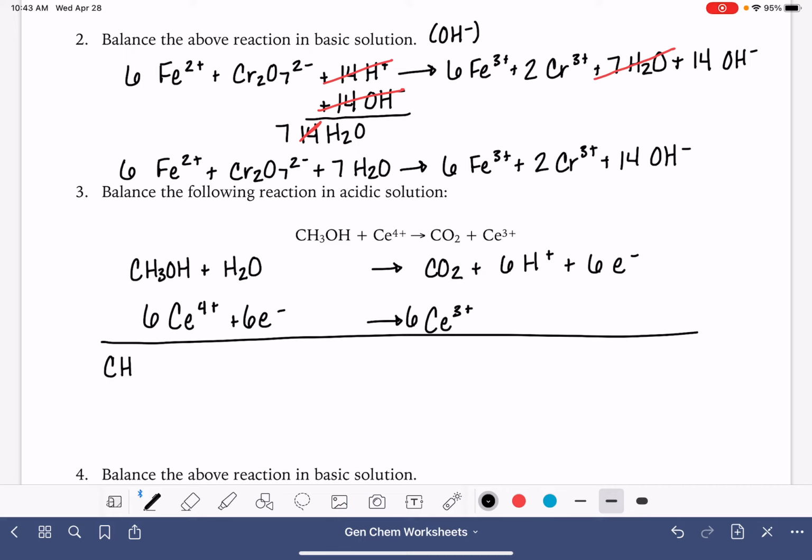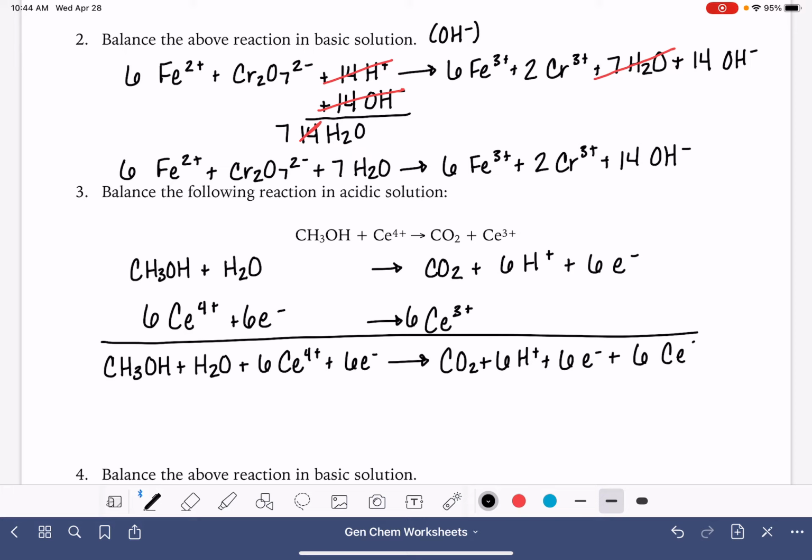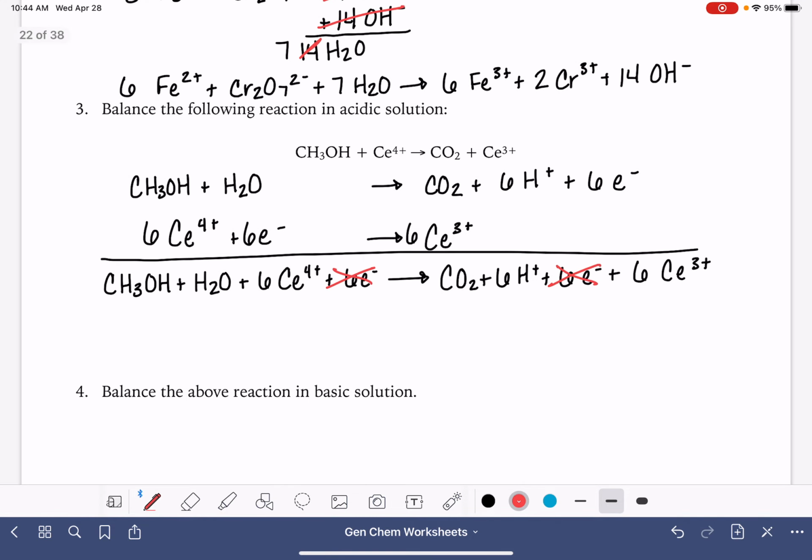Write all of our reactants: CH3OH plus H2O plus 6 Ce4+ plus 6 electrons makes all of our products: CO2 plus 6H+ plus 6e- plus 6 Ce3+. Take a look at what we can cancel. We should always be able to cancel our electrons, but it looks like that's the only thing that we can cancel this time for this equation. So this is balanced in acidic solution.